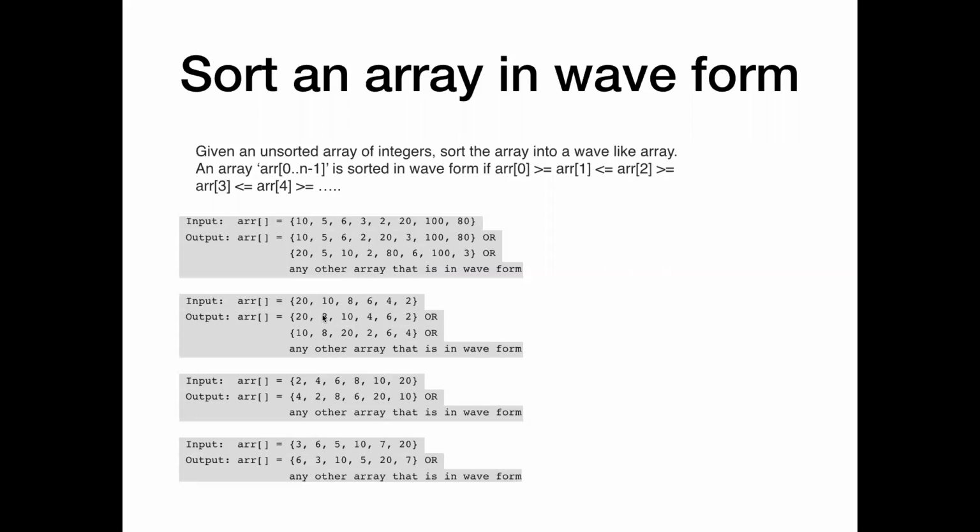Now the question here is that we have been given an unsorted array: 10, 5, 6, 3, 20. And what we need to do is create an output which is a waveform of the array. A waveform of an output. All right.